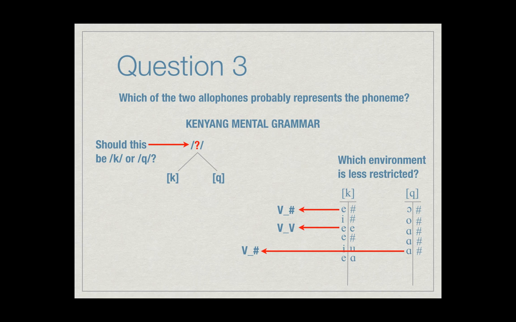There is only one type of environment in which it occurs. This means that the environment for the uvular stop is very restricted. There is only one. The environment for the velar stop is less restricted because it occurs in more environments than the uvular. Therefore, we will select the velar stop to represent the phoneme.